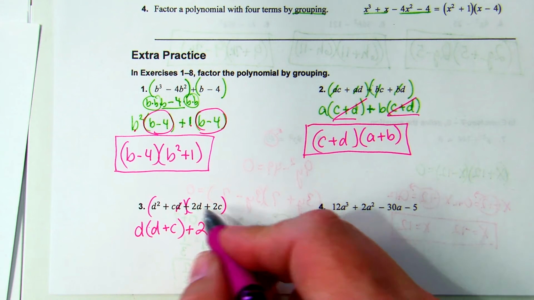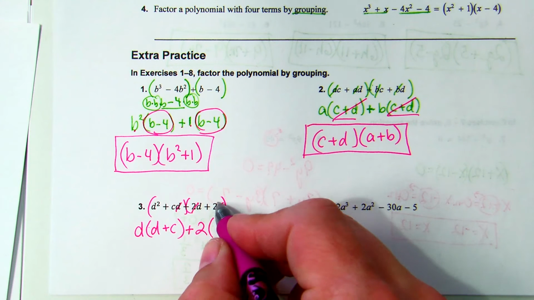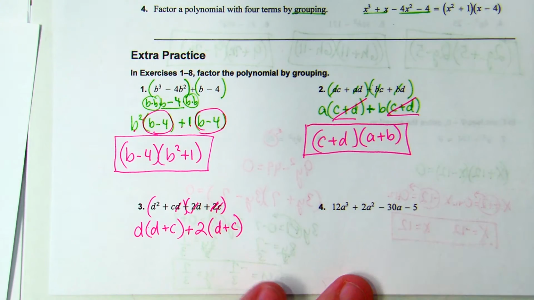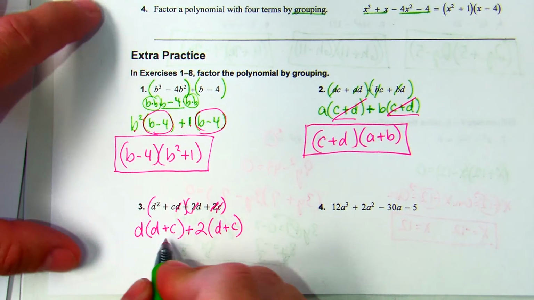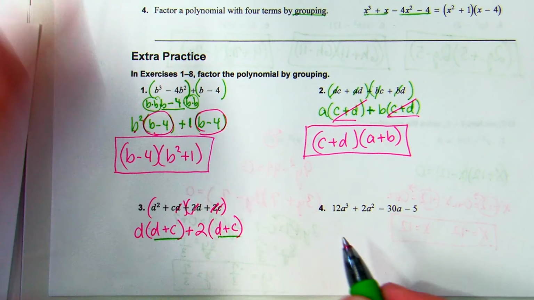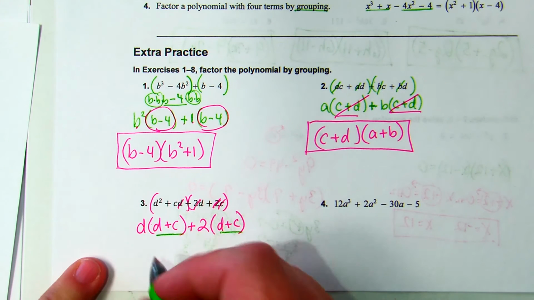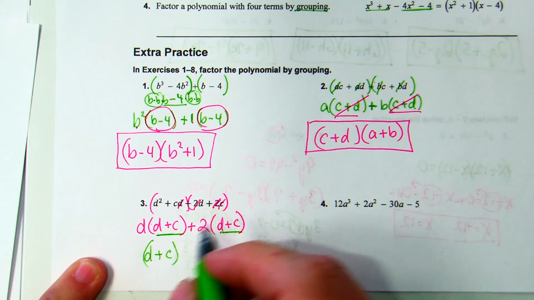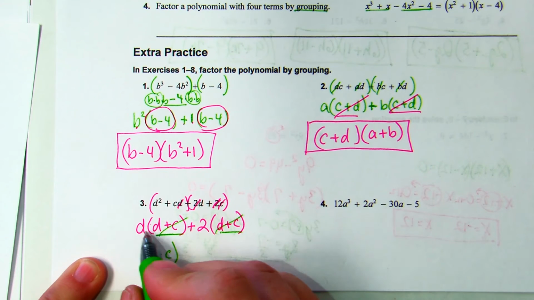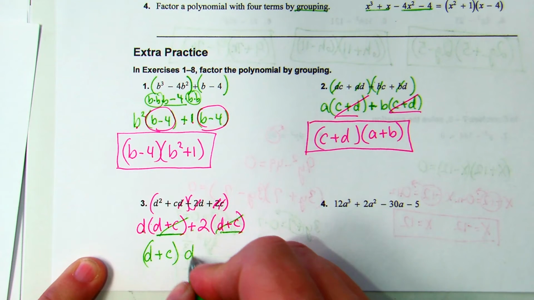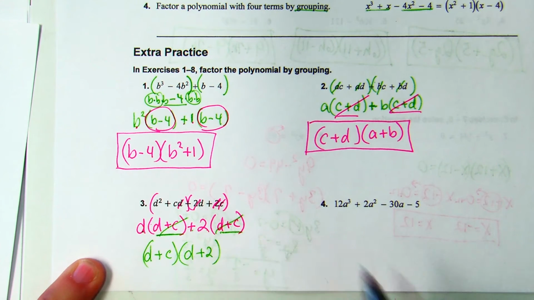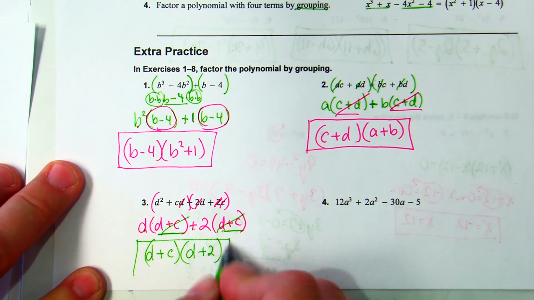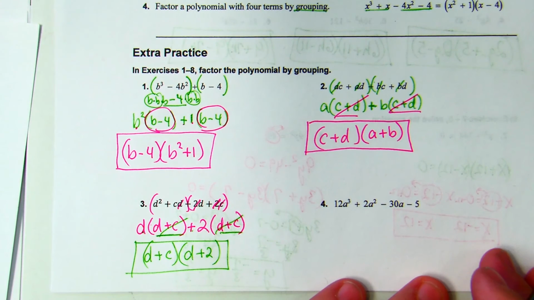2. So I pull a 2 out of both of those. Oops, sorry. I end up with a D plus C. And at this point, I see I've got a D plus C in both of those terms, so I can factor that out. So I have D plus C times whatever's left, D plus 2. All right, that is my factored form of number 3.